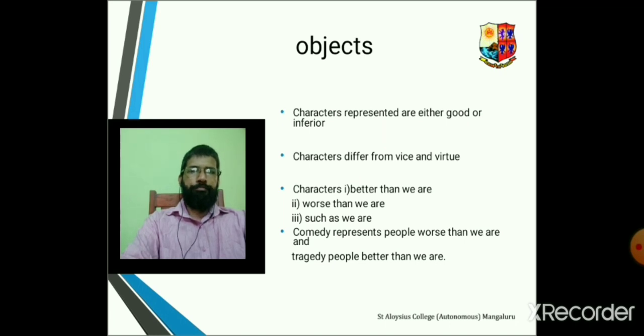That's simply because if we take up tragedy, you would know, especially when we take up the four great tragedies of William Shakespeare, we would get to know all the tragic heroes always belonged to the aristocratic class. The heroes did not come from the ordinary class, and therefore tragedy represents people better than we are, because those people represented in tragedy belong to the aristocratic class and not to the ordinary common people.